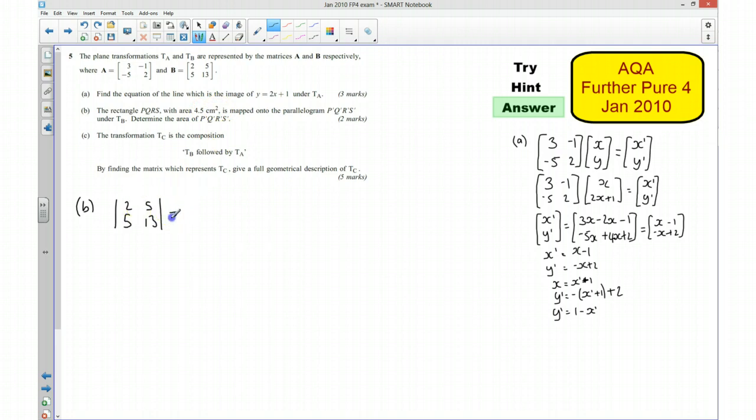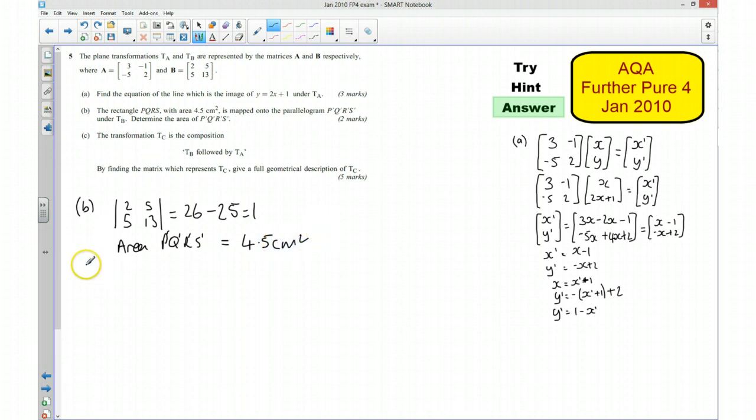So the determinant of this is going to be 26 take away 25, which is equal to 1. So that's telling me that the area scale factor is 1, or another way of saying that is the area is invariant. The area doesn't change under this transformation matrix. So my area was 4.5 centimeters squared, so the area of the image of PQRS is also going to be equal to 4.5 centimeters squared.